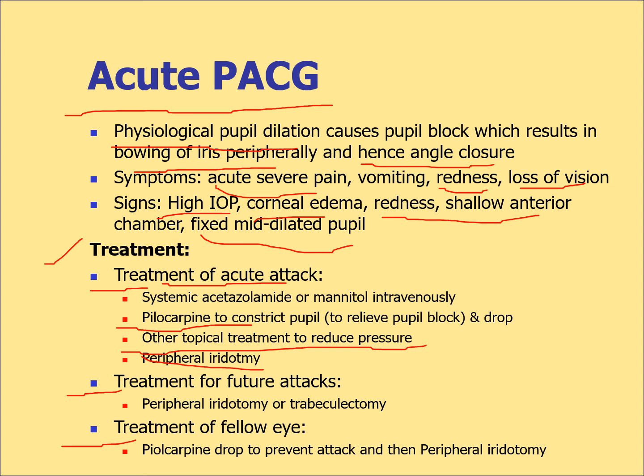To prevent future attacks, you need to do either the peripheral iridotomy or trabeculectomy depending on your decision and expertise. For the treatment of the fellow eye, you initially give pilocarpine eye drops to constrict the pupil so the other eye doesn't develop pupillary block in the near future, and then you do the peripheral iridotomy to permanently relieve the blockage of the pupil, and so the development of angle closure is stopped.